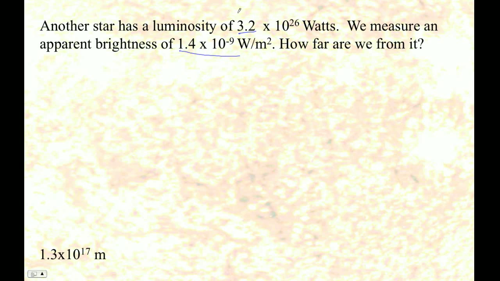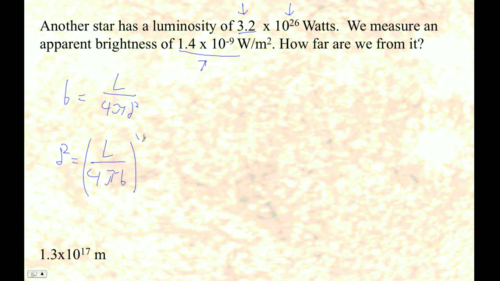This, by the way, is the crux of a lot of our distance measurements. If we know how bright it really is, somehow, and how bright it appears, we can use the distance brightness relationship. So b is equal to L divided by 4 pi d squared. We want to find d, so d squared is going to be L divided by 4 pi b, because you can just switch things in the numerator to the denominator. Then we can square root that, and we're good.